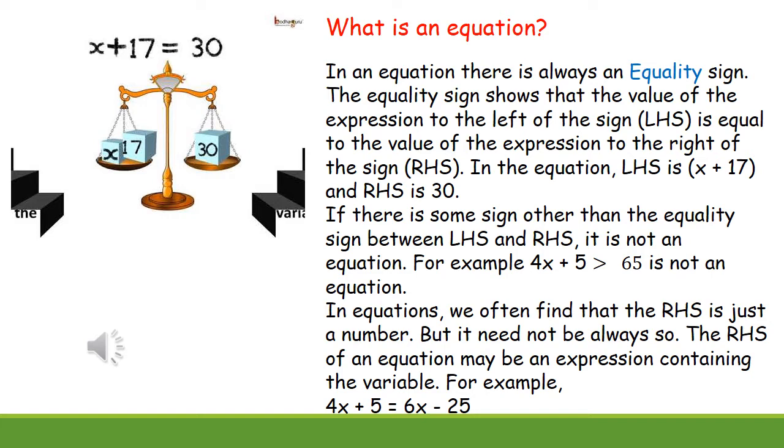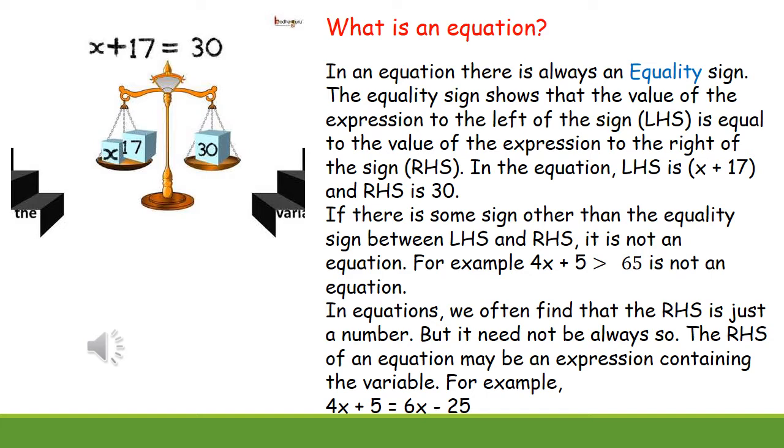If there is some other sign between LHS and RHS, then it will not be considered an equation. For example, 4x plus 5 greater than 65 is not an equation. We have to put an equal sign in between LHS and RHS so that an equation is formed.